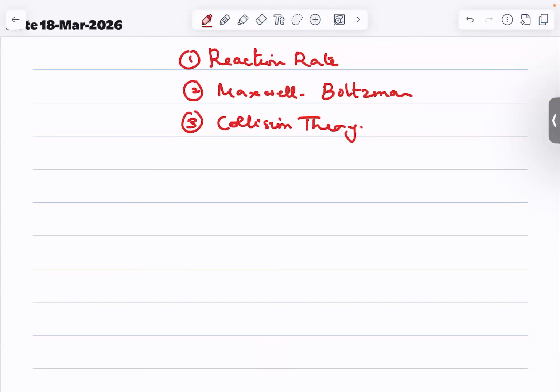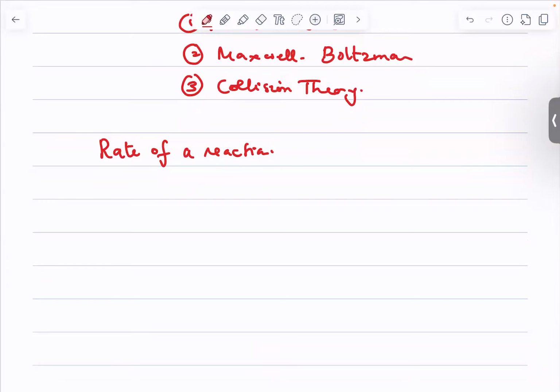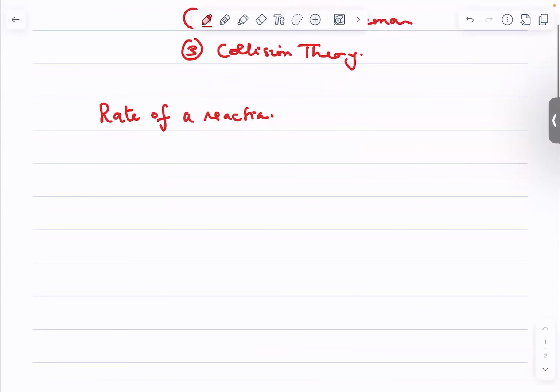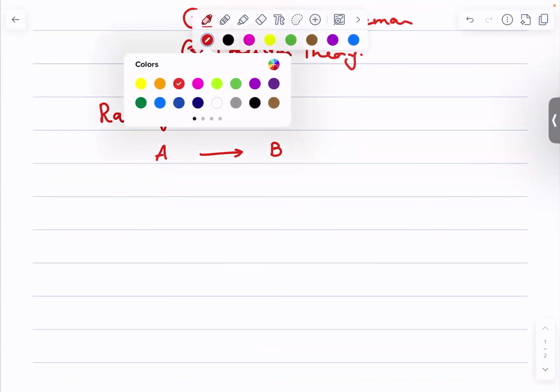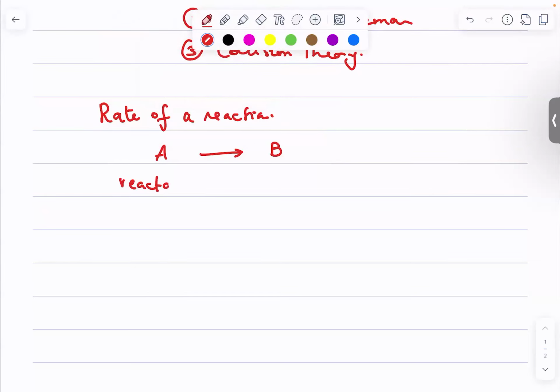Okay. So when we talk about the reaction rate, the first point, I'm going to change reaction rate into rate of a reaction. So whenever a chemical reaction takes place, we determine the rate of a chemical reaction by the change in the concentration of a reactant or a product. For example, we have a reaction A changes into B. Now, what is A? A is a reactant and B is a product.